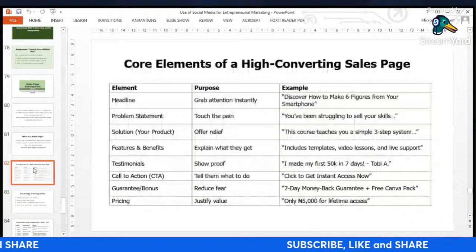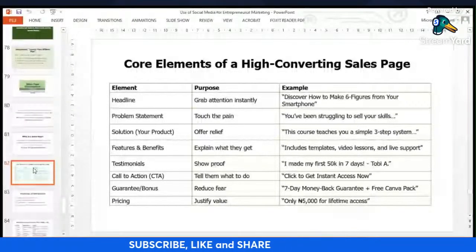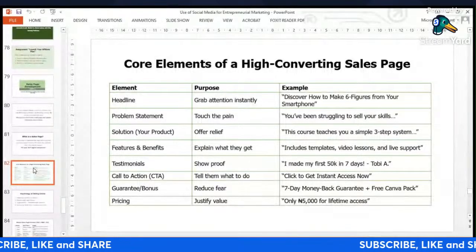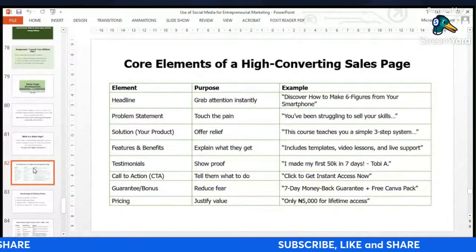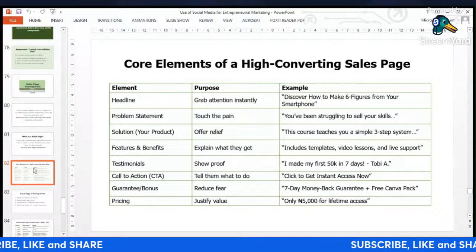Now, what are the elements? What are the core elements of a high converting sales page? What are the things you're going to see? Number one, there's usually a headline. That headline grabs your attention, something like a discount of 40% before the next 24 hours. Something that grabs your attention. It has to be a very strong headline.